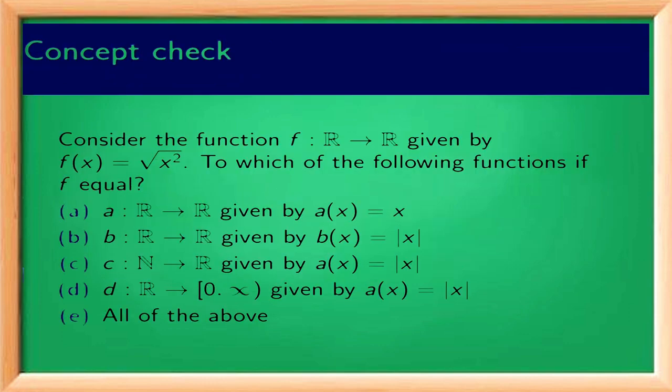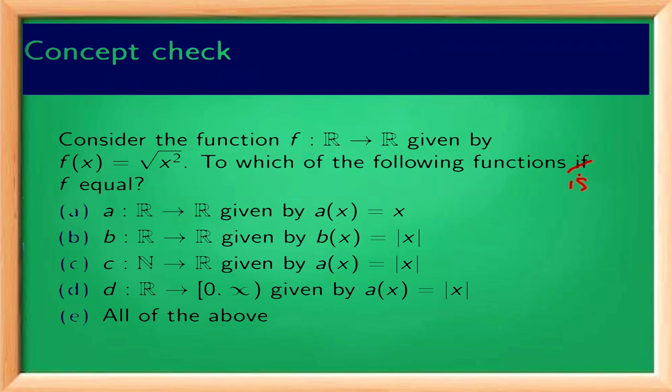So here's a concept check to see how well you're acquiring these ideas, and I want you to really think about this. So let's consider the function f that goes from the real numbers to the real numbers, given by f of x equals the square root of x to the second. Okay, and the x squared is entirely underneath the radical sign here. So to which of the following functions is f equal?